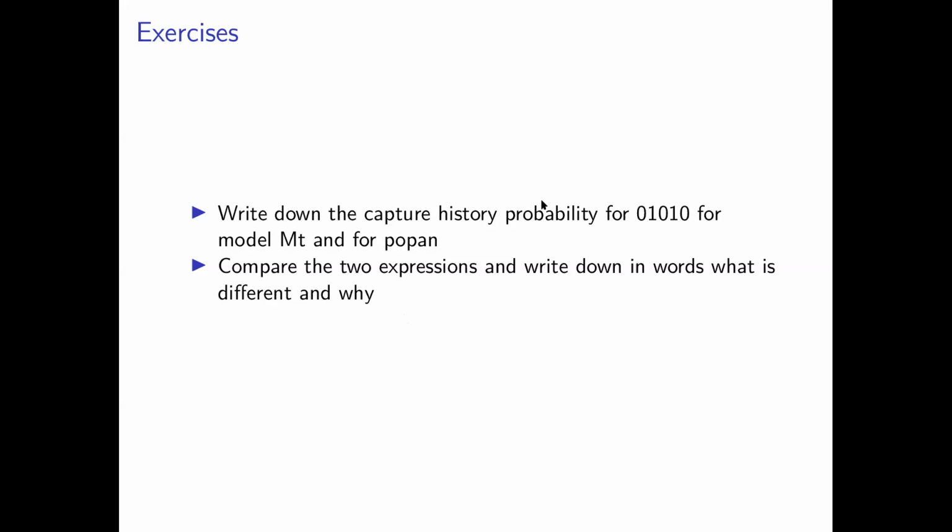So the first one is to write down the capture history probability for this capture history, 01010, for model MT and for Popan. You're just going to write it down in terms of the parameters, and then compare the two expressions and try to write down in words what's the difference between them and what the difference means, so why they're different.